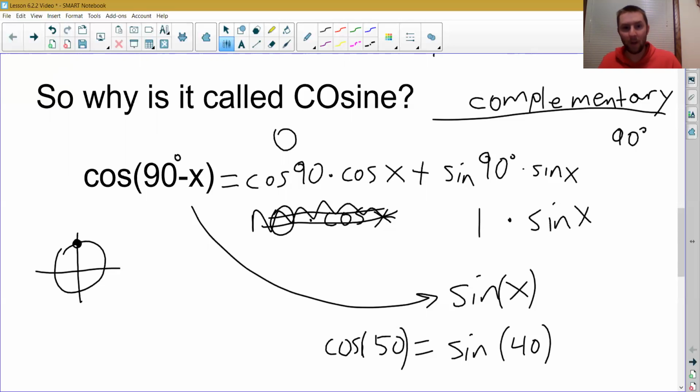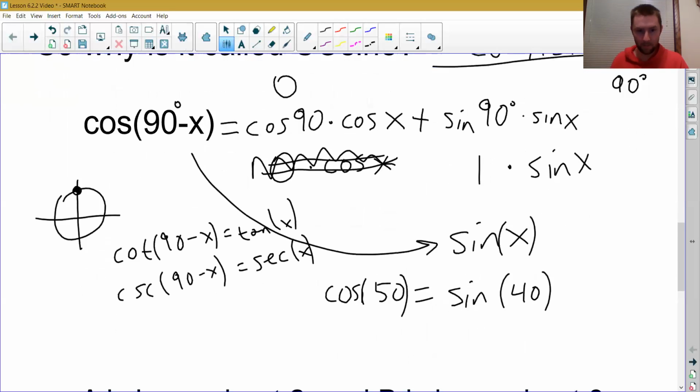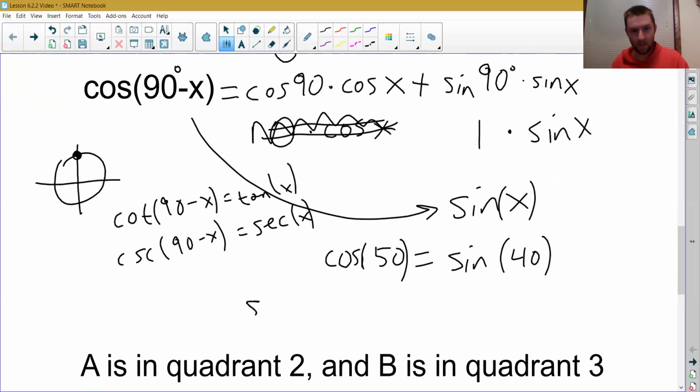The same is true, by the way, of the tangents. So cotangent of 90 minus x is equal to the tangent of x. The same is true for secant. So cosecant of 90 minus x is equal to the secant of x. And we could also show that the sine of 90 minus x is equal to the cosine of x.